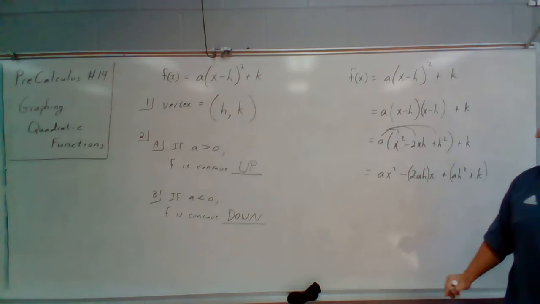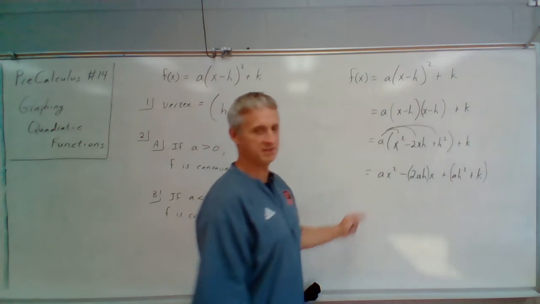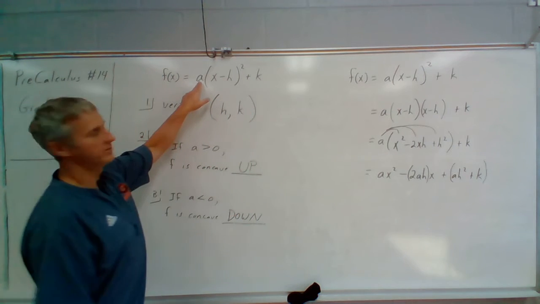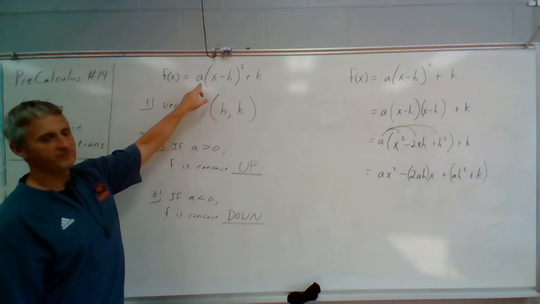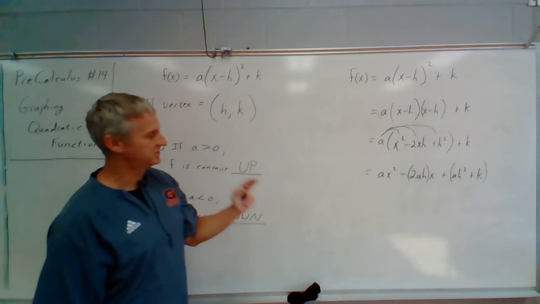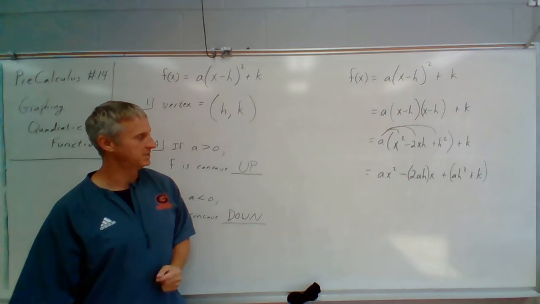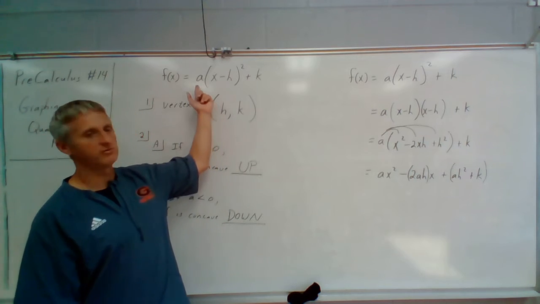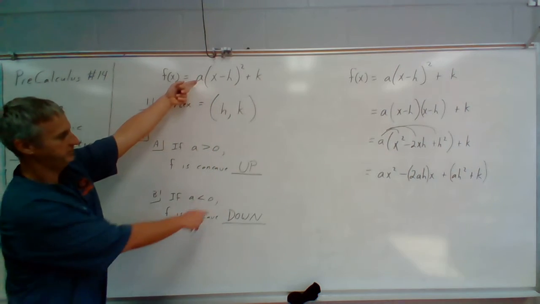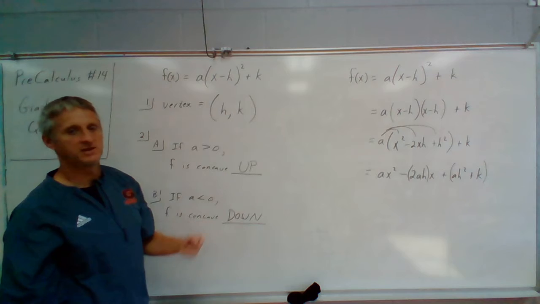But very importantly, notice the a. So the a, when it's written in vertex form, is the same as the a when it's written in standard form, ax squared plus bx plus c. So that's very important. This a in vertex form tells you whether it opens up or opens down.